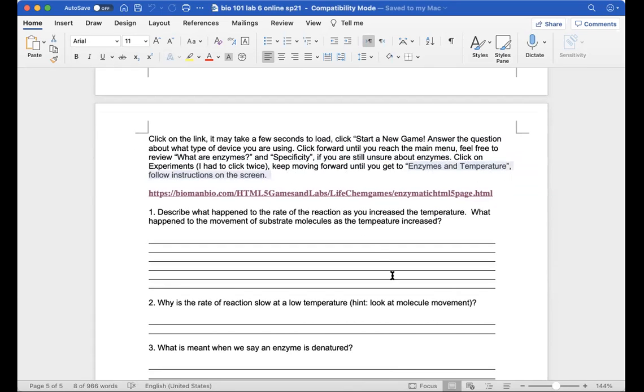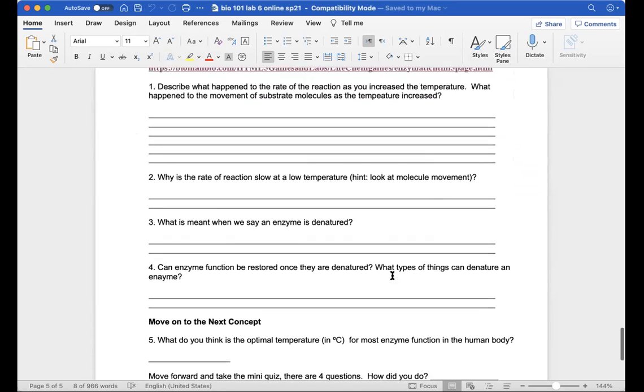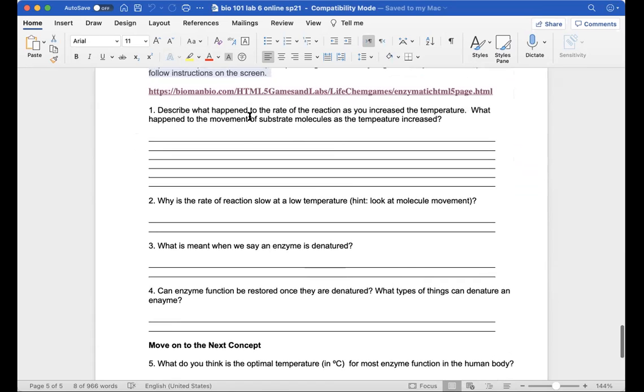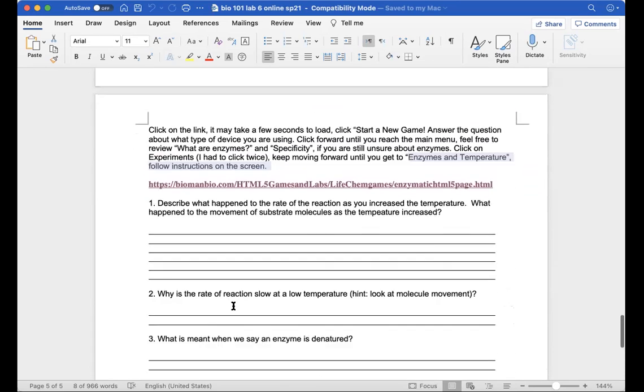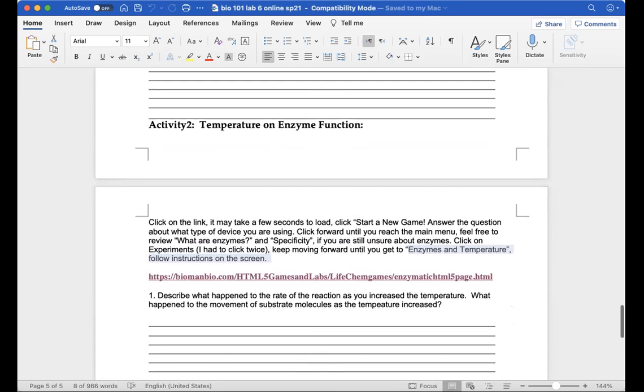So this is just another simulation. It's a little bit shorter. You'll do the simulation, describe what happens, answer a couple questions, and then you'll move on to the next concept. So this activity is a little bit shorter, but I'll take you through the link again. So let me switch back to my Safari.